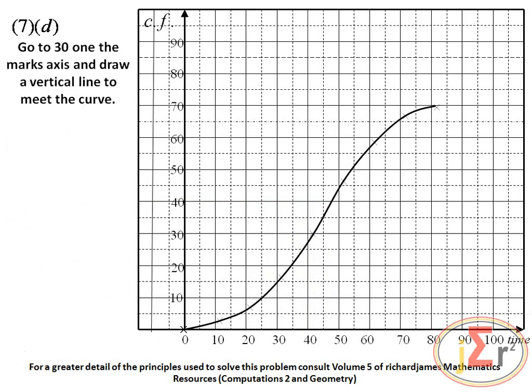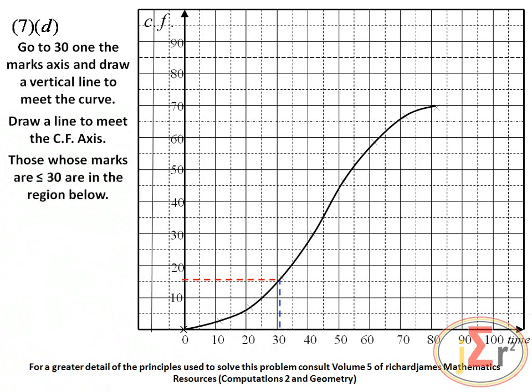So what is the probability that a student chosen at random has a mark less than or equal to 30 marks? So go to 30 marks again and go across. Those whose marks are less than or equal to 30 are in the region below. So they are in that region. So we have 15 of them.